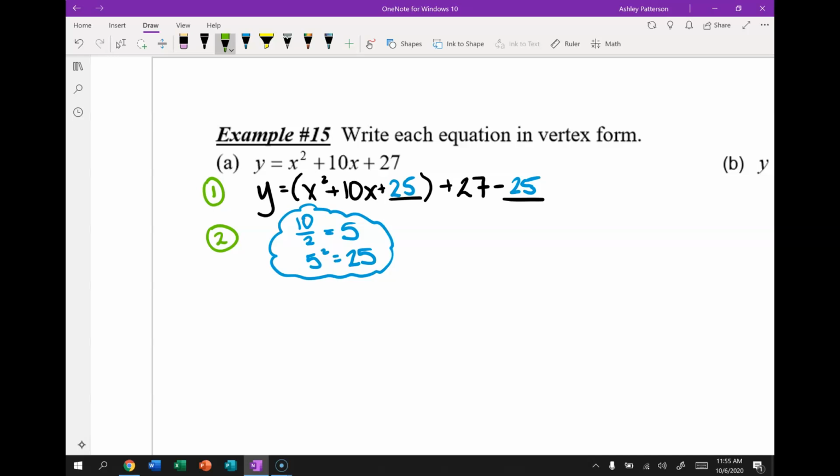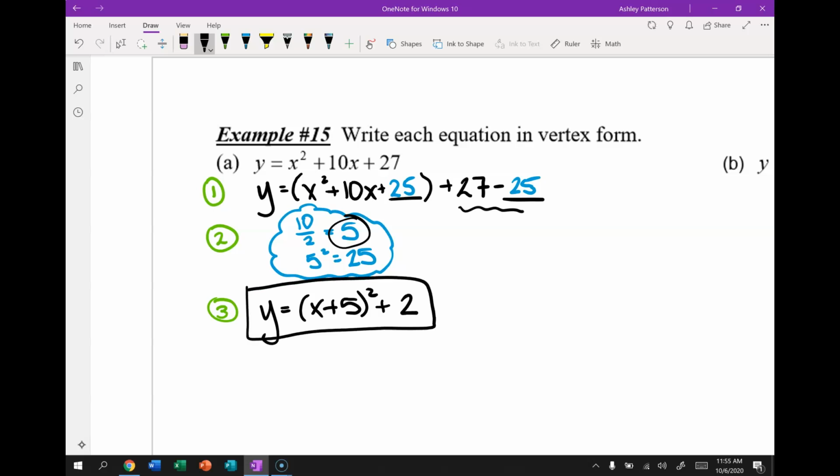Step 3 is to factor and simplify. So y is equal to half the middle term again we found up here, x plus 5 quantity squared. Simplify 27 minus 25 and we get plus 2. And ladies and gentlemen, I am in vertex form. Yeah, it's really that easy. It's pretty fantastic. There's A, H, and K.